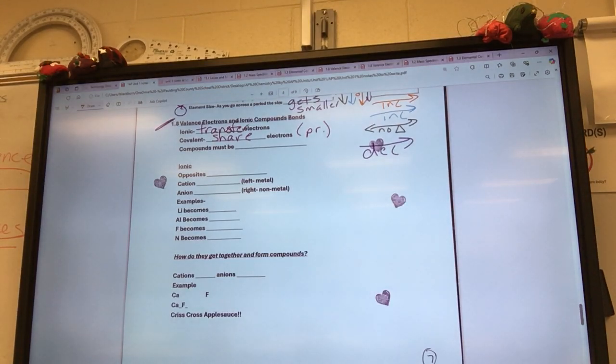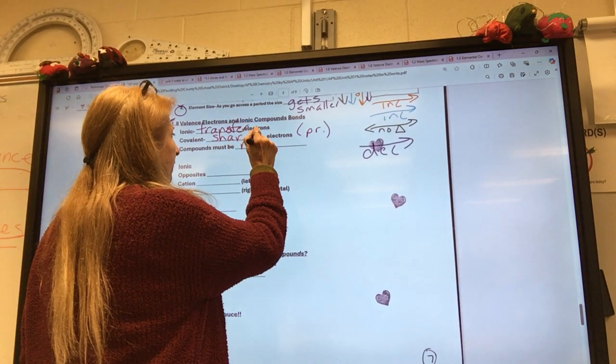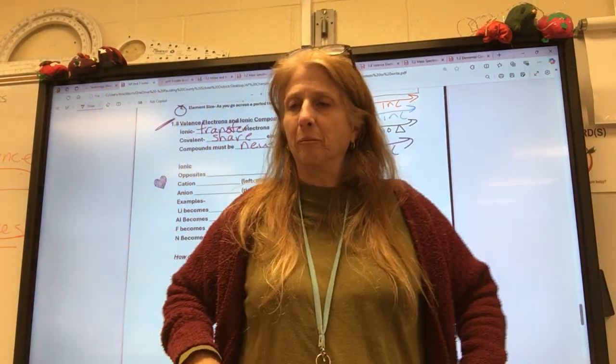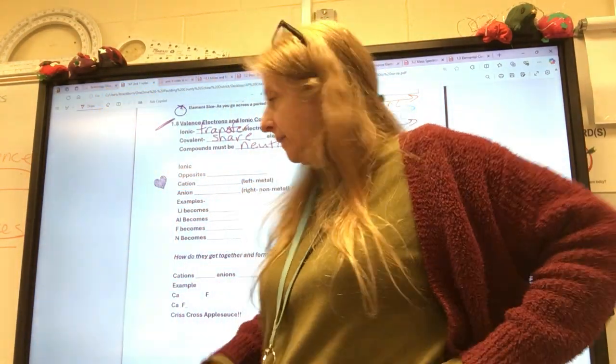So how does this work? Compounds overall must be neutral. So this makes it easy. All of our math equals 0. We have to make it always equal 0. That makes it easy to do.